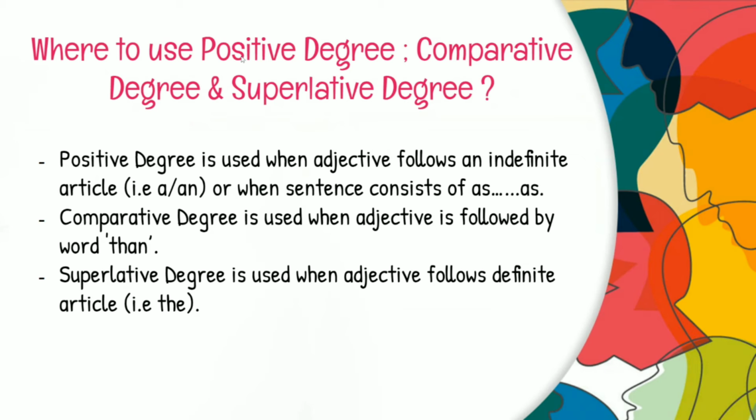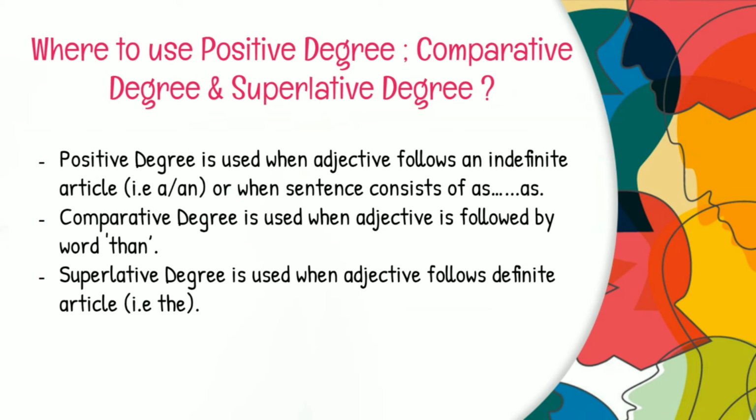Where to use positive degree, comparative degree, and superlative degree? It is very common that if there is no comparison, then positive, if two are there, then comparative. If there are more than two, that is superlative. But by looking into the sentence without even looking at the adjective, you can tell whether it is positive, comparative, or superlative.